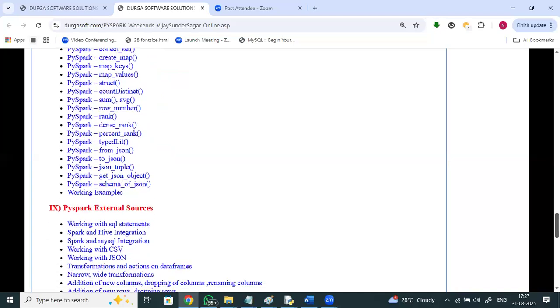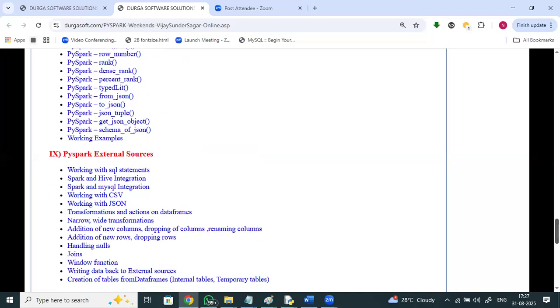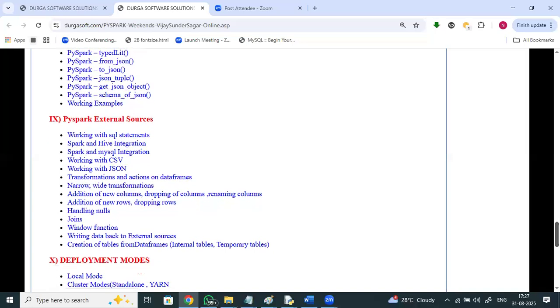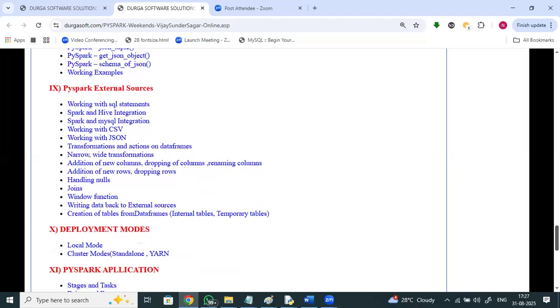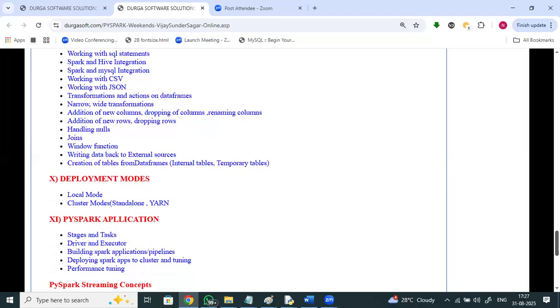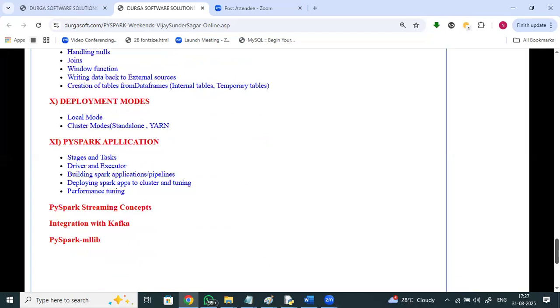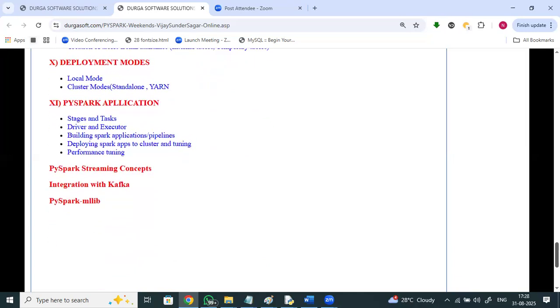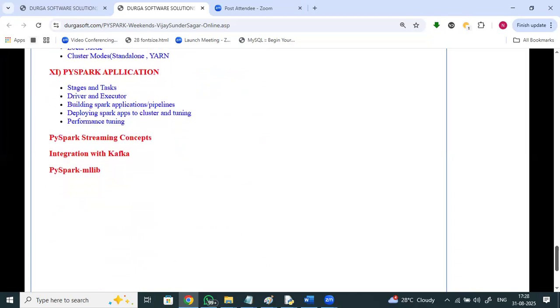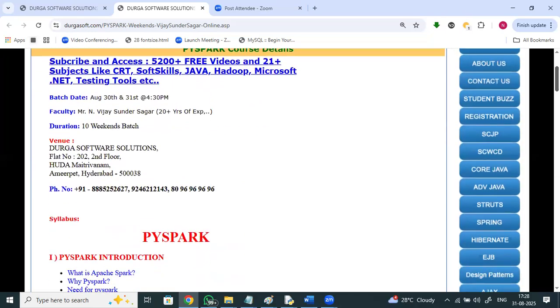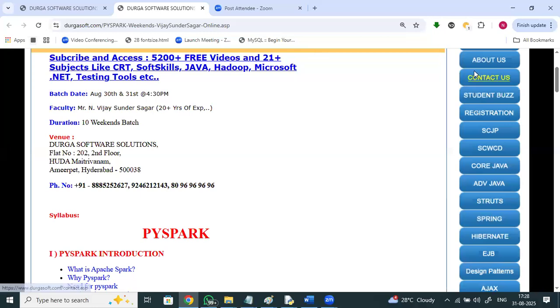PySpark external sources, working with SQL statements, Spark and Hive integration, Spark and MySQL, working with CSV and JSON, right? Narrow and wide transformations, handling new rows, dropping rows, handling nulls, deployment modes, local mode, cluster modes, PySpark applications, stages and tasks, drivers and executors, building Spark applications, deploying Spark applications to cluster and tuning, performance tuning, right? PySpark streaming, integration with Kafka, and PySpark machine learning, right? This is in brief; in depth, we'll be discussing it over around 8 weekends. The course goes for around 8 to 10 weekends. Saturday 2 hours, Sunday 2 hours, right?